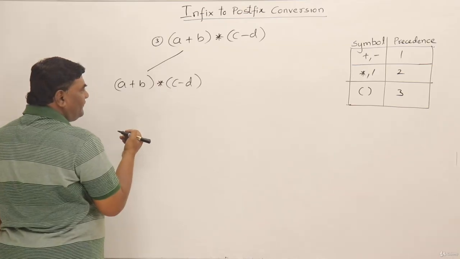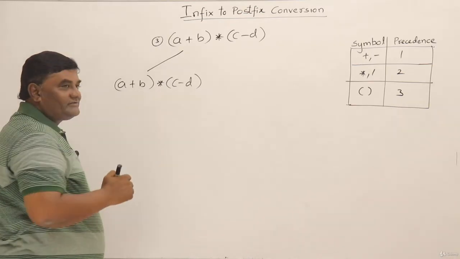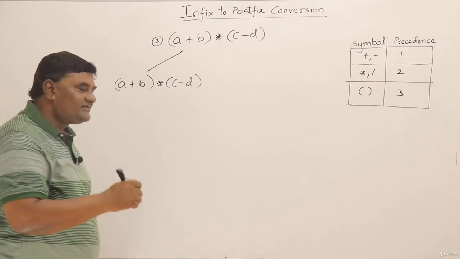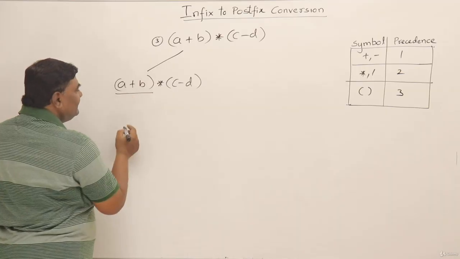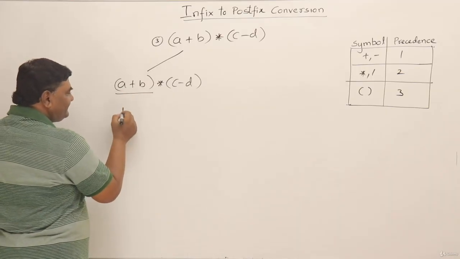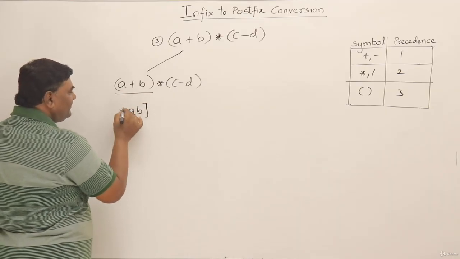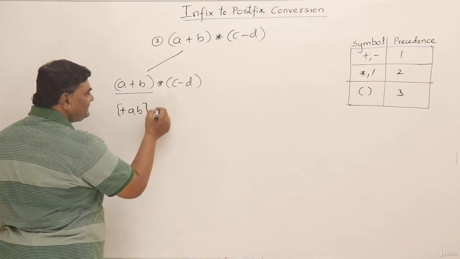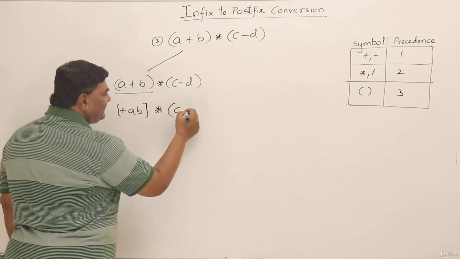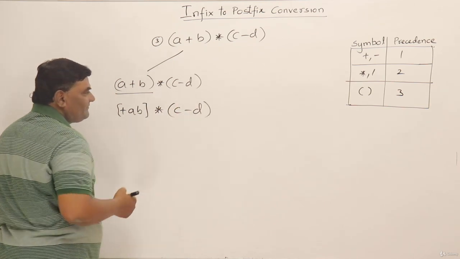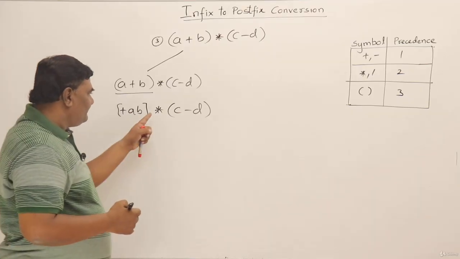So which one has to be performed first? Bracket, but I have two brackets, so which bracket to take first? Left hand side. So convert this one first. So I am writing prefix, so plus AB, put it in square bracket to show that this is completed, then star as it is, then inside brackets C minus D. Then what is the next one?